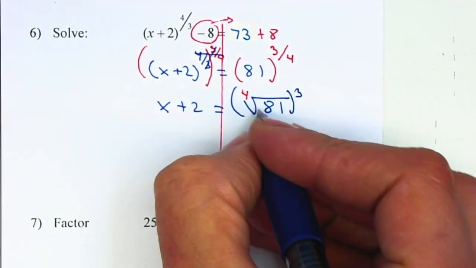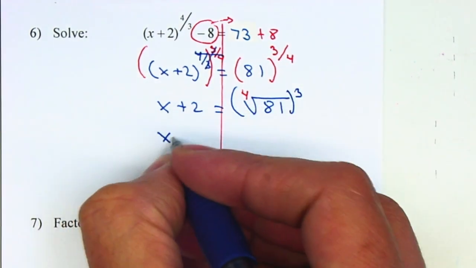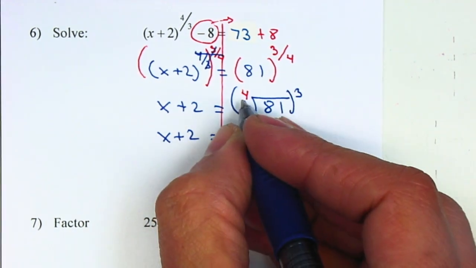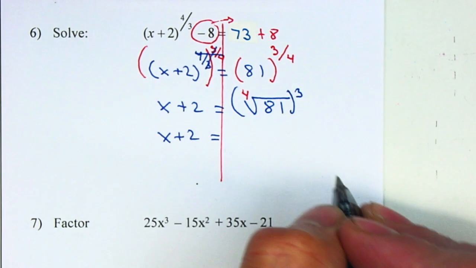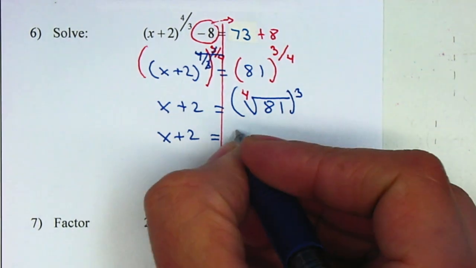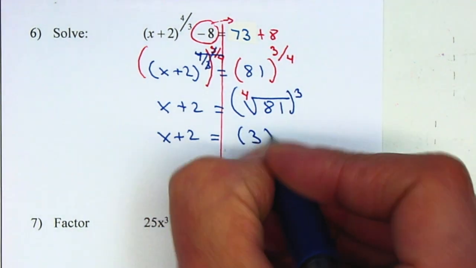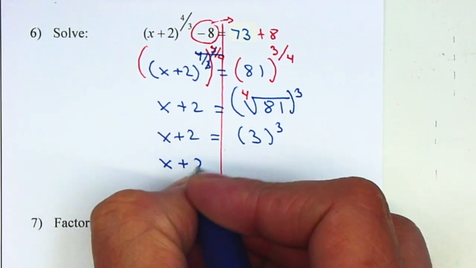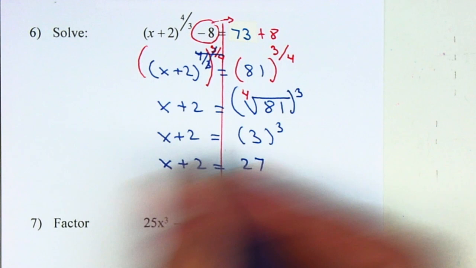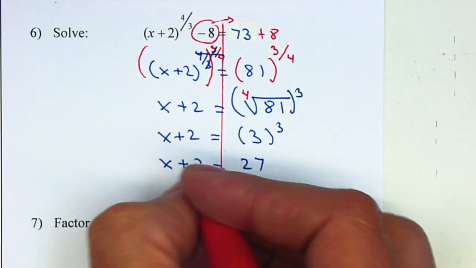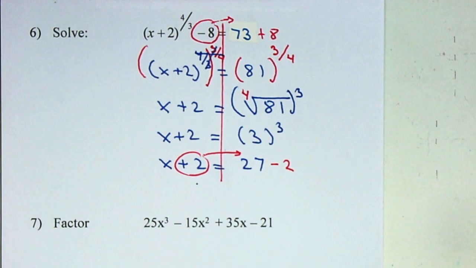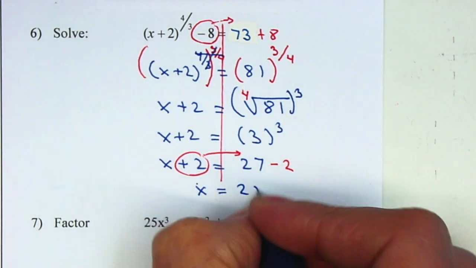I want to be able to simplify this. So we have x plus 2 is equal to, I'm looking for a number that multiplied by itself 4 times gives me 81, and that'll be 3. So I have 3 to the 3rd power. 3 to the 3rd power will be 27. And now my last step is to move my 2 to the right, becomes a negative 2. Therefore I have x is equal to 25.